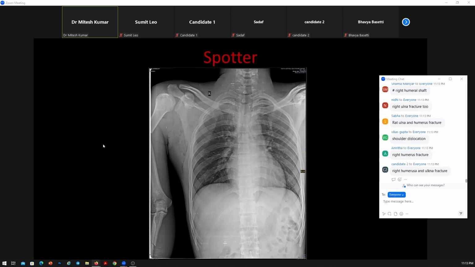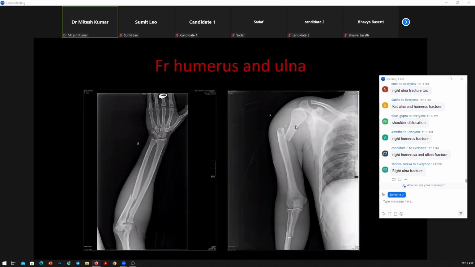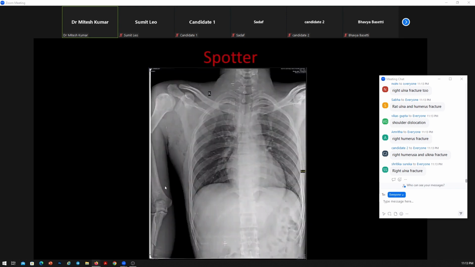Yeah, only one candidate has written, they have mentioned fracture of the ulna and the humerus. Perfect. So always look at the corner of the image. Some pathology will be hidden somewhere. So this is an example showing the humerus fracture and the ulna fracture. We'll go back to the X-ray. Humerus fracture and the ulna fracture.